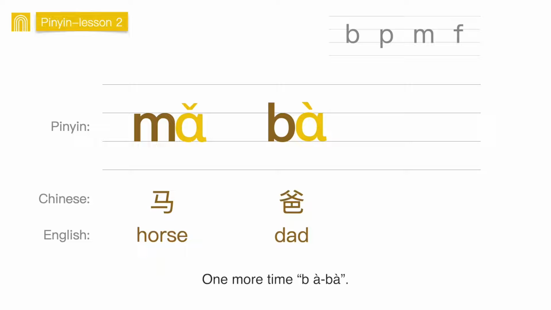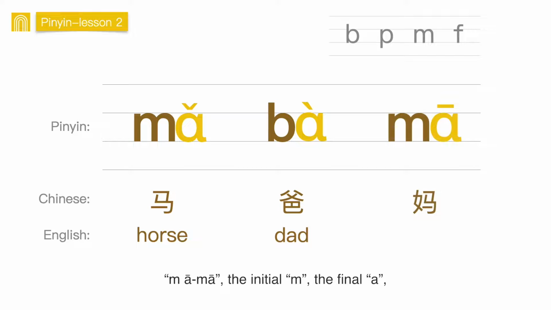Bo, a, ba. Mo, a, ma. The initial mo. The final a, plus flat tone. Then put them together and read. Mo, a, ma. Ma means mom in English.